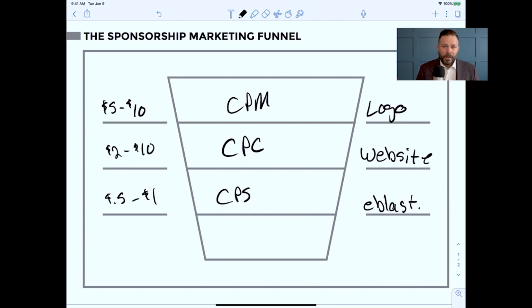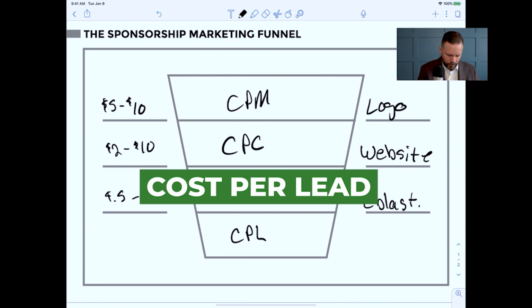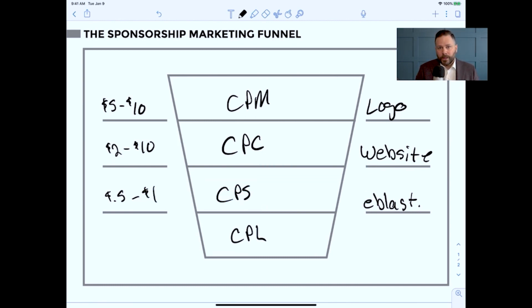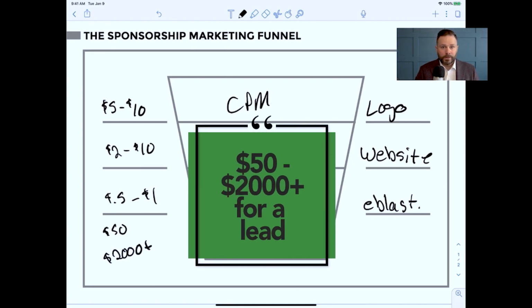Now, way down at the bottom of the funnel is the most valuable digital marketing asset of them all, and that is the cost per lead. A lead is defined a little bit differently by every company and every brand. For some, it's an email address. For others, it's having someone sign up for a free trial. Others still, it's booking a sales meeting. There's also a significant range in terms of what brands are willing to pay in this category. $50. Some are willing to pay $2,000 plus for a lead.